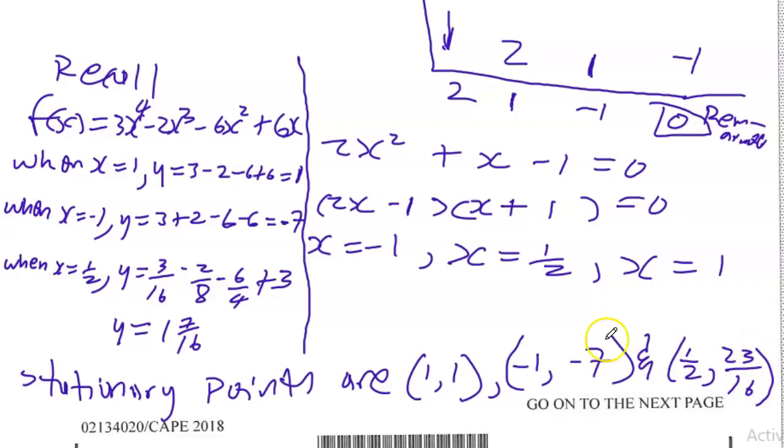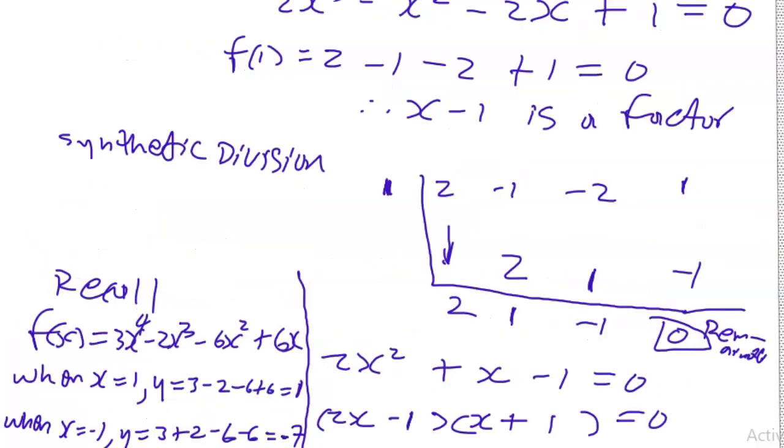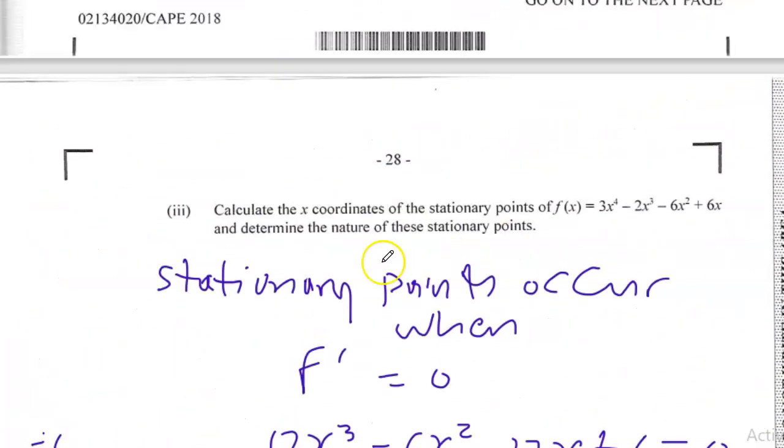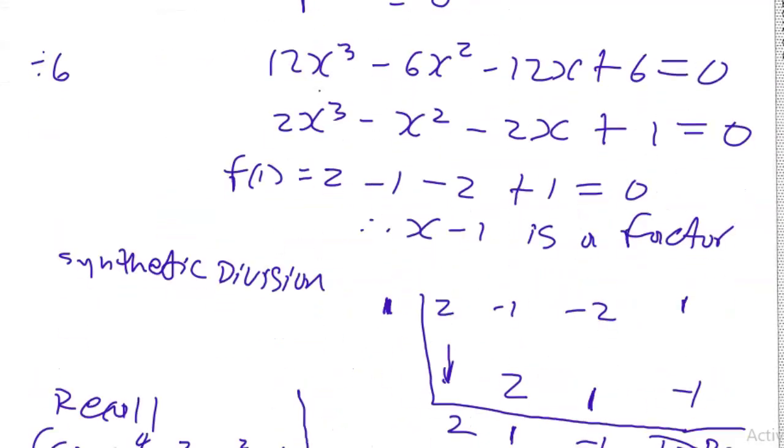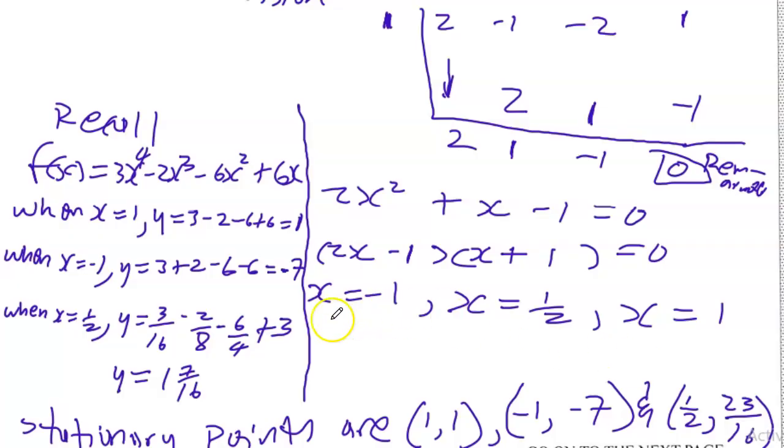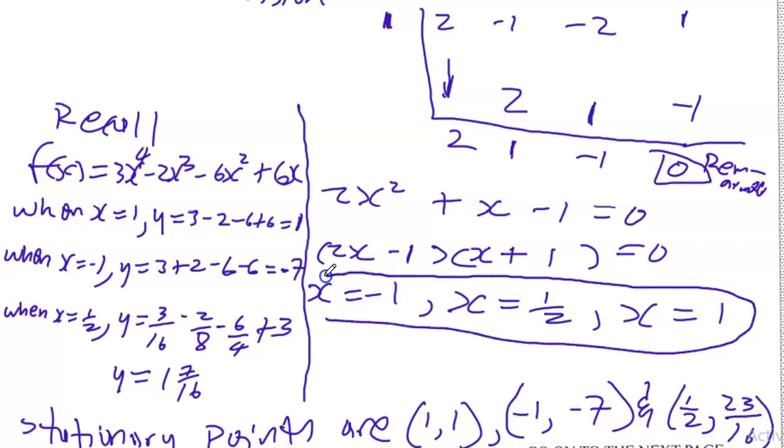Now I just realized something here. Notice the question asks us, let's go back up to the question, it only asks us to calculate the x coordinates of the stationary points. So there was no need to find the y values. We could have stopped here when we found the x values, because all I wanted were the x values: 1, negative 1, positive half.